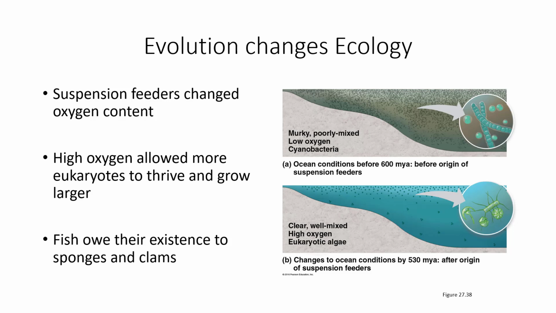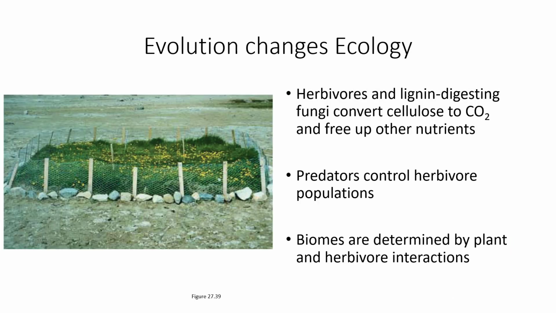It is because of sponges and clams that we can have fish. Fish couldn't survive in the ocean before sponges and clams kind of cleaned it up. We can see this now, how herbivores and lignin-digesting fungi convert cellulose to CO2 and convert lignin to carbon dioxide and free up other nutrients.